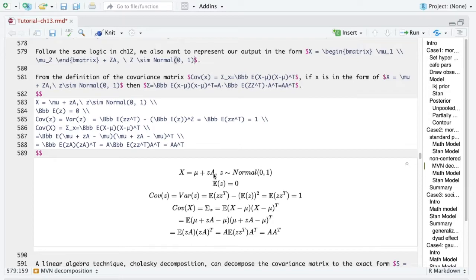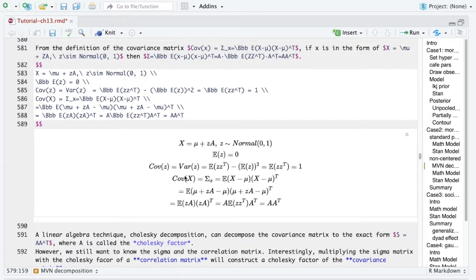Now we want our x in the form of mu plus z times A. Then how do we calculate the covariance of x? First, calculate the mean of z and the covariance of z. It's very simple because z follows a standard normal distribution, so the expectation of z is just 0, and the covariance of z, or you can say the variance of z, must be 1.